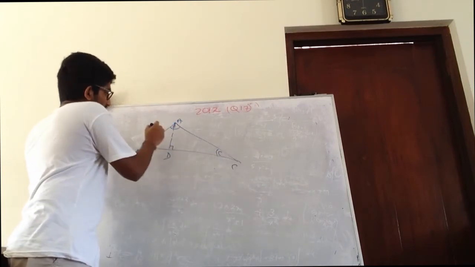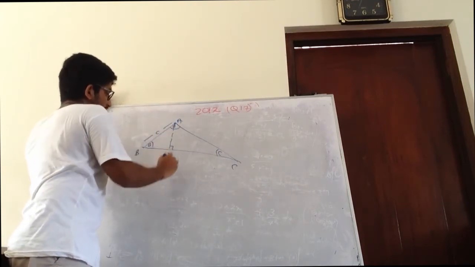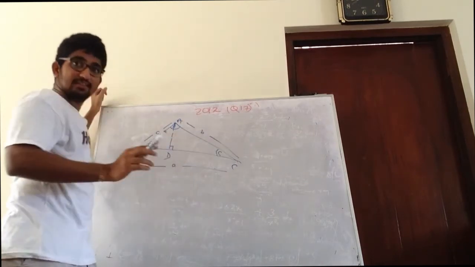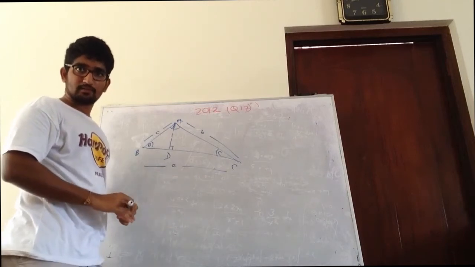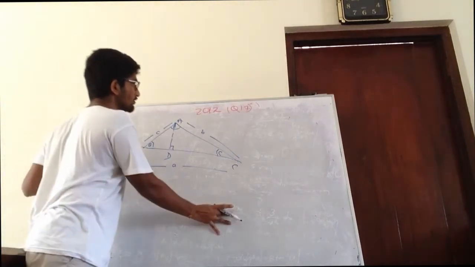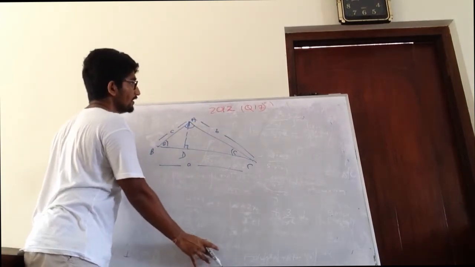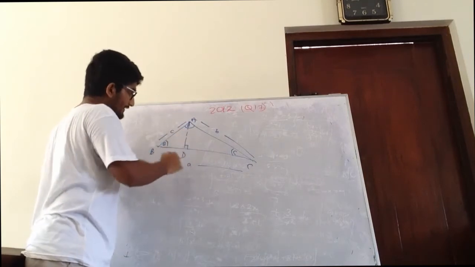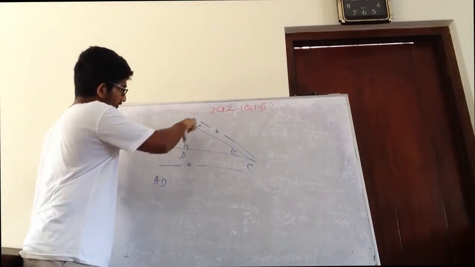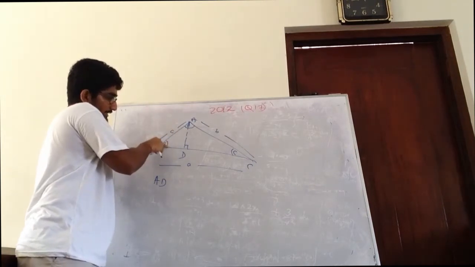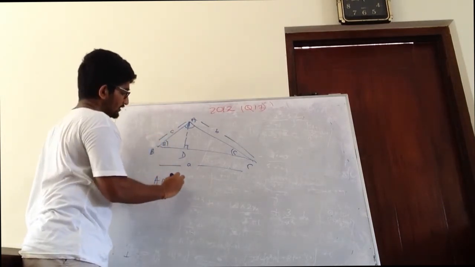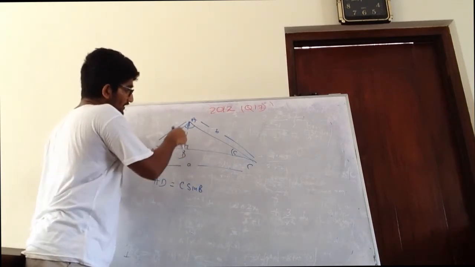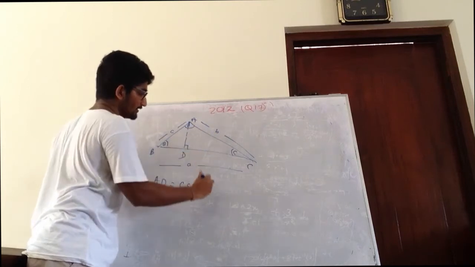If this is C, this length will be C, this length will be A, this length will be B. This is the usual notation, correct? So in terms of the usual notation, we can write this, right? So now AD can be written as what? AD can be written as C sin B, sorry, B. And AD can also be written as B sin C.